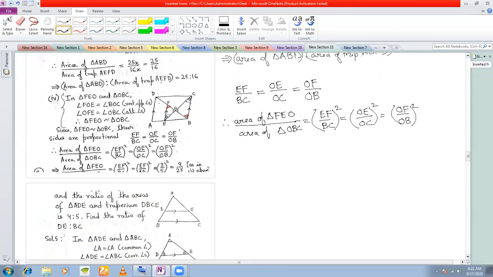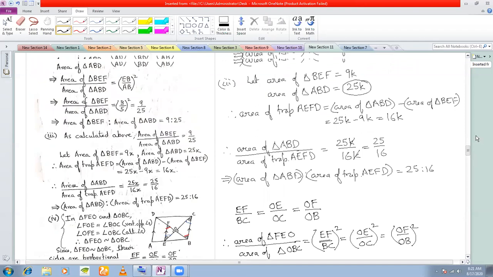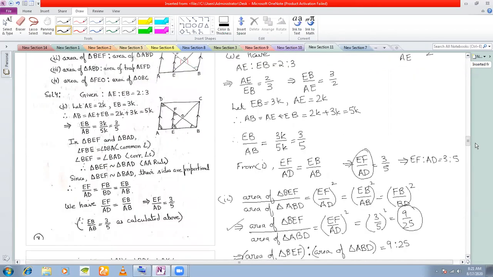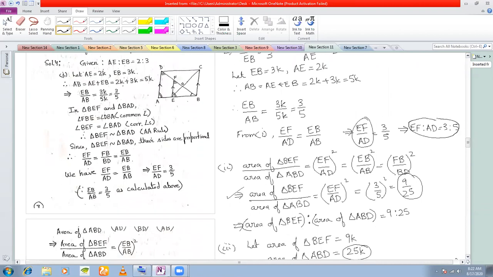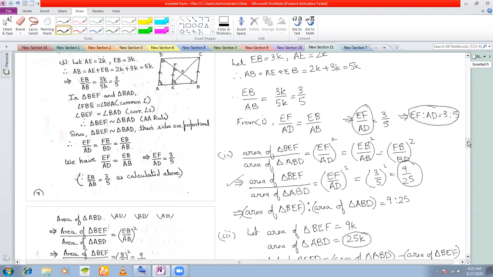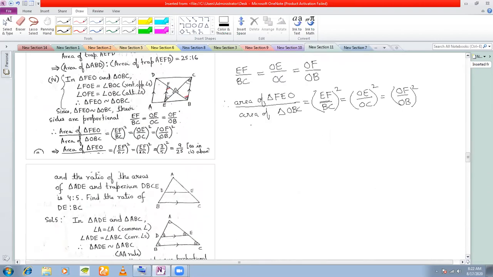Now see, I know EF. In part 1, what I have shown: EF by AD I have shown, right? EF is to AD is equal to 3 is to 5. I have shown. So we'll use this relation. How will we use it? Area of triangle FEO divided by area of triangle OBC is equal to EF by BC whole square.